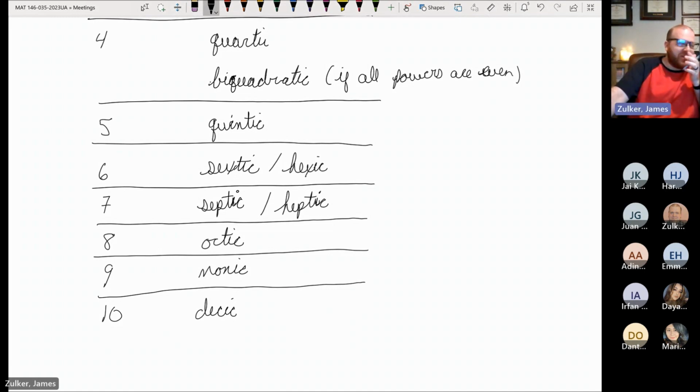Right, there are names for the higher degrees as well. These have to deal with the Latin ordinal number ending in IC. Right, so if I look up the ordinal numbers, it looks like 11 is un, so it'd be an untic. 12 looks like it's duo, so it'd be a duotic.